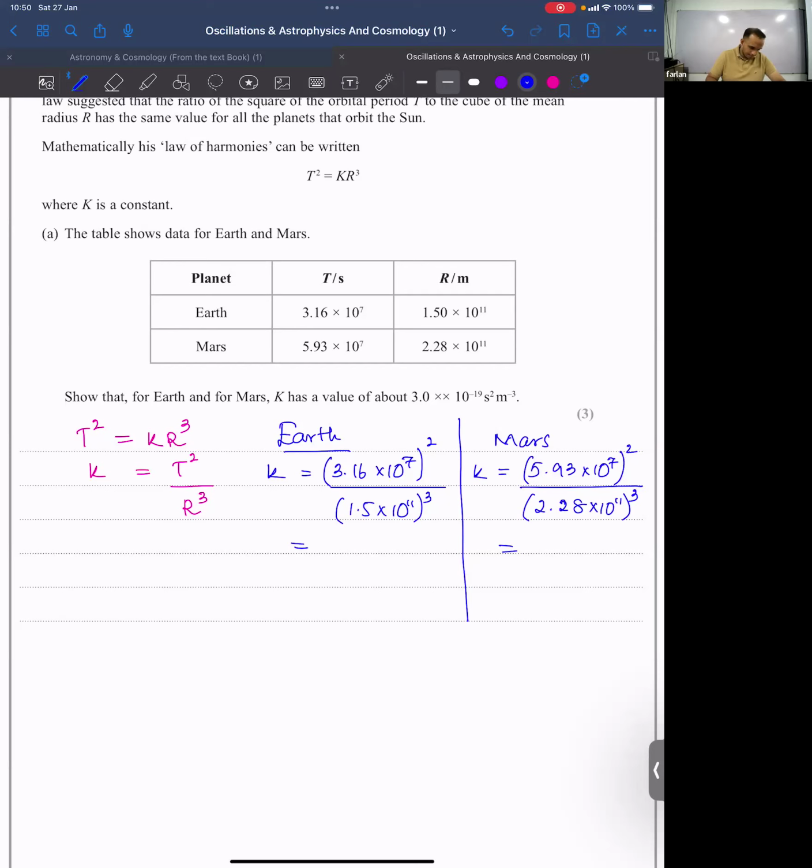For Earth it is 2.96 into 10 to the power minus 19. For Mars it is 2.97 into 10 to the power minus 19. So which is about 3 into 10 to the power minus 19.